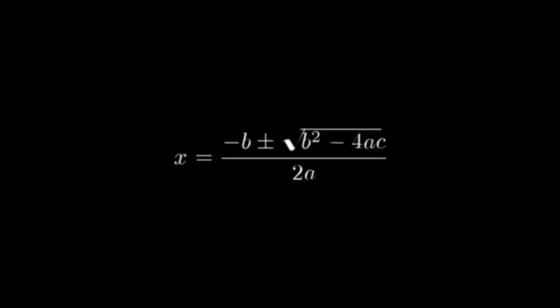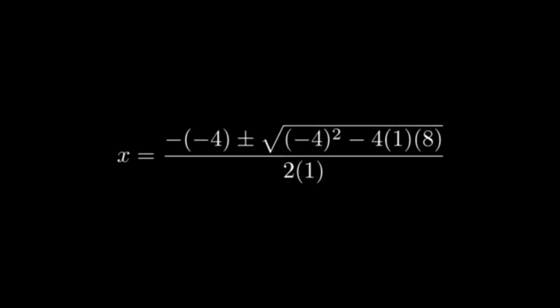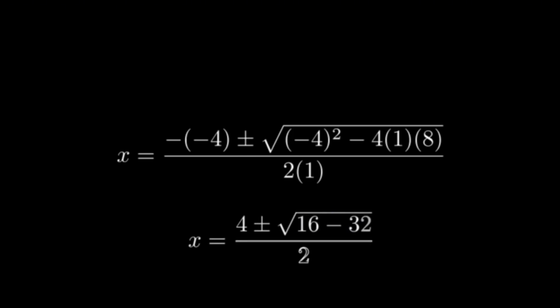For our specific problem, we need to substitute our values. A equals 1, b equals negative 4, and c equals 8. These values come from our quadratic equation x squared minus 4x plus 8 equals 0. Let's simplify step by step. First, negative of negative 4 gives us positive 4 in the numerator. In the square root, negative 4 squared equals 16, and 4 times 1 times 8 equals 32. Our denominator simplifies to just 2.